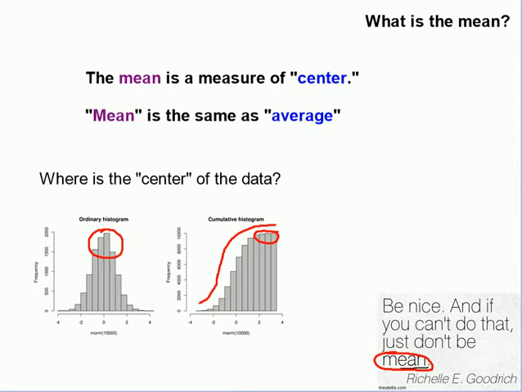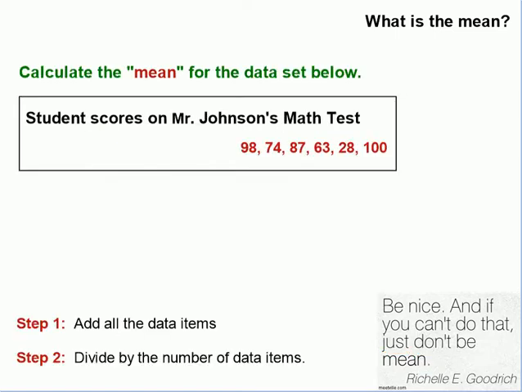So if you were finding the batting average of a baseball player, that would be the average amount of times that he's going to hit per at bat. So you have this idea of average, and that is what the mean is. It's just the average. Now that we know that the mean is just the average, let's calculate the mean for this data set that we have below.